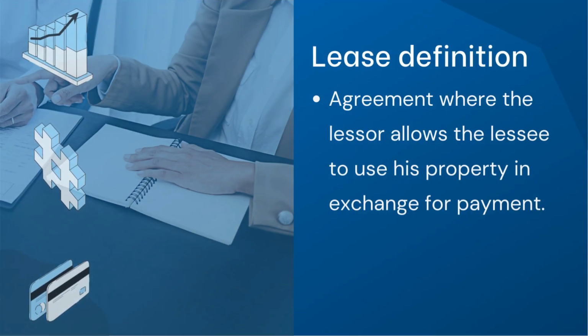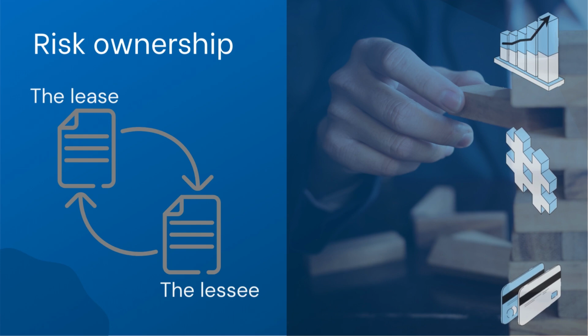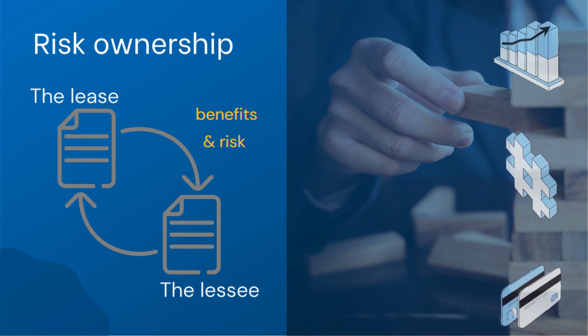A lease is a long-term contract between two parties, the lessor, the owner of the property, and the lessee, the one who will use the property. The lessee pays the lessor for the right to use the property for a specified period. What matters here is whether the lease transfers most ownership benefits and risks to the lessee.